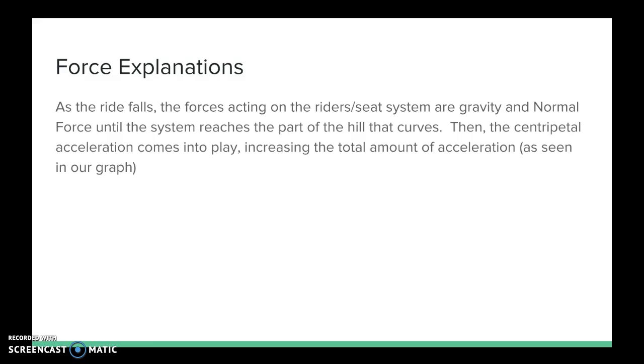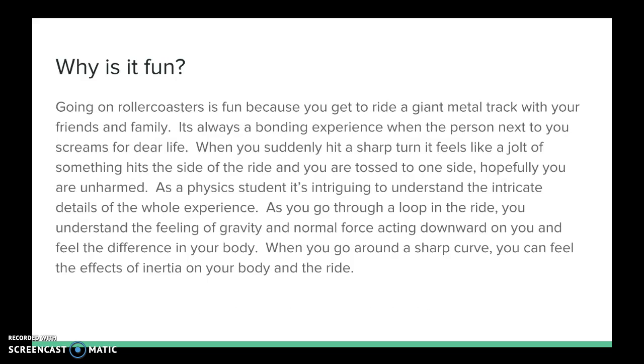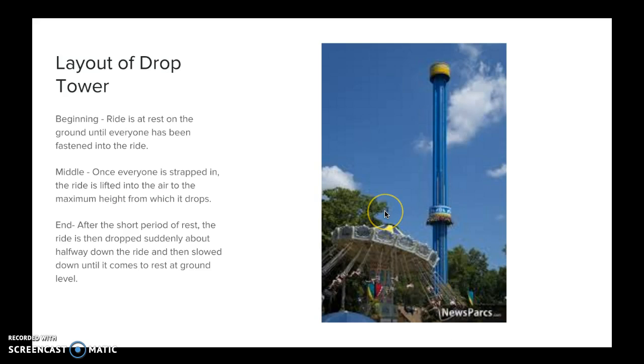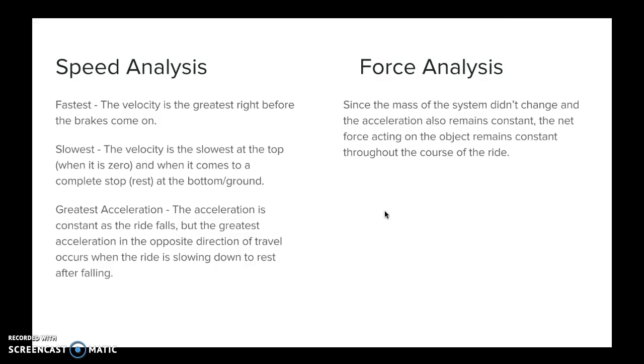At the top of the first hill, you just have gravity acting, because during the acceleration it's always constant. In the loop, you feel your body pressed into the seat, so you feel the G forces in different directions. And you can see how it's constant, and that's just the acceleration due to gravity, negative 9.8, pointing down.